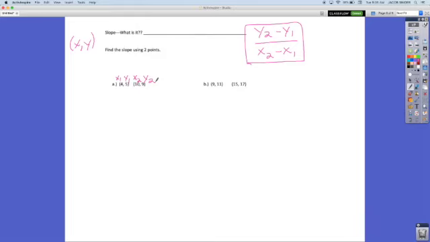So now I just plug it into my formula. Here we go. I'm going to start with y2, which is 9. There's y2. y1, which is 5. Okay, so there was y2, there's y1, all over x2, which is 10, and x1, which is 4. Okay, let's solve it now.